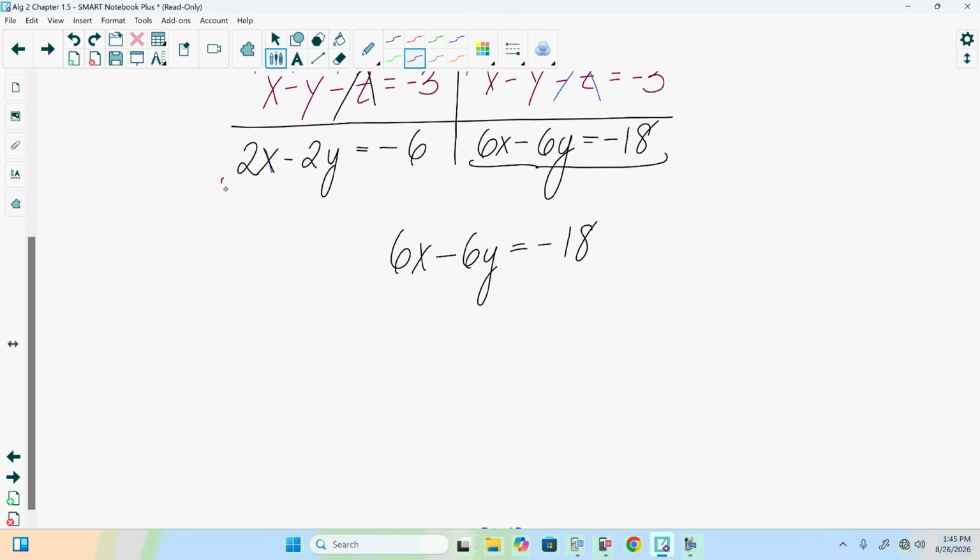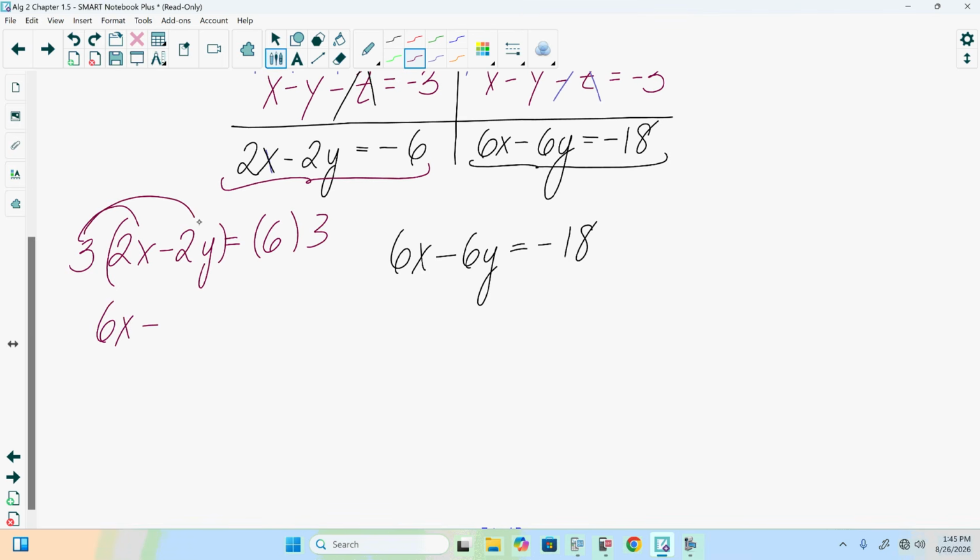However, our equation with 2x minus 2y equals negative 6, we are going to need to multiply it by something on both sides so that the 6y and our 2y's both have 6. So what do we need to multiply 2y by to get 6y? 3. 3 times 2x, and 3 times negative 2y is negative 6y. Questions? How did we get positive 6? Yeah, I just noticed I wrote positive 6 instead of negative 6.